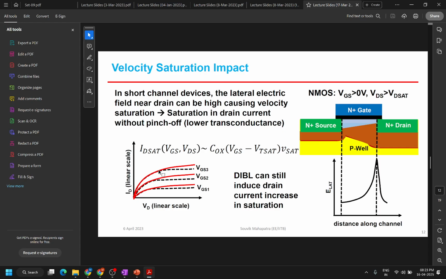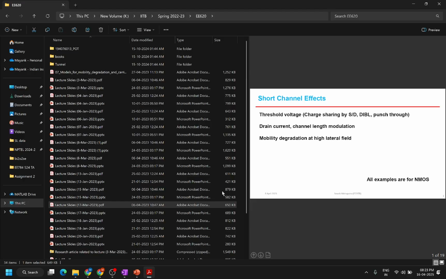So before pinch off itself, your charges saturate, your current saturates. So current saturates before pinch off region. So that means that your VT gets shifted, so all these are different.